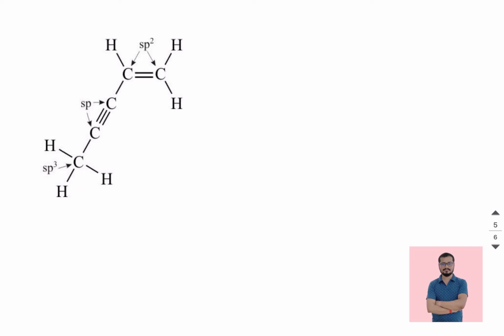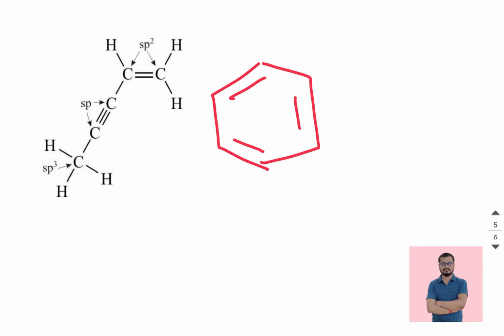In the case of benzene, each carbon has a double bond around. Then each carbon is sp2 hybridized. Each carbon has sp2 hybridization.